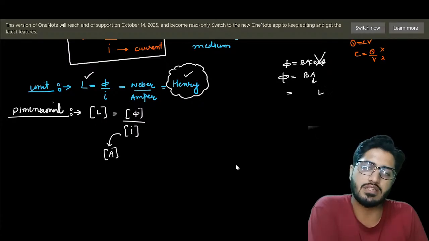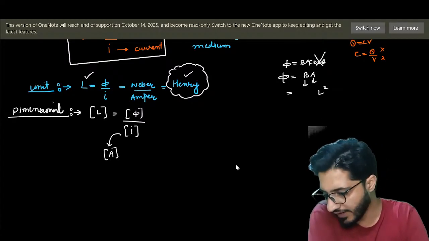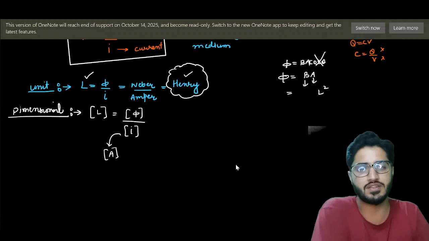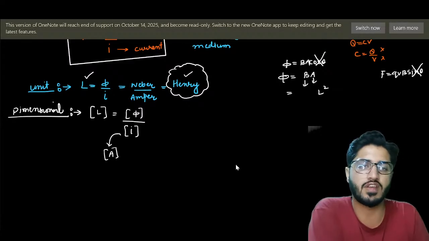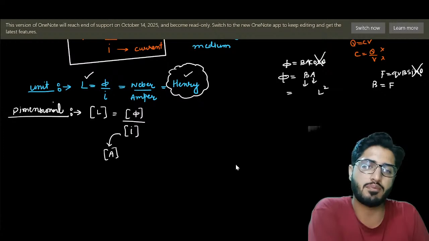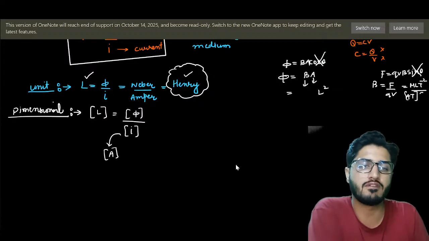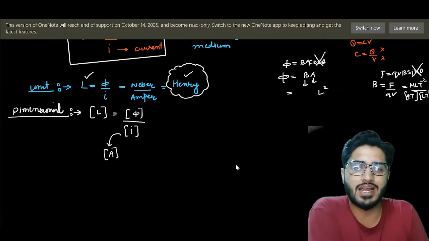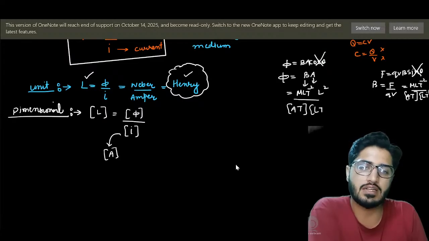A is area, area means L square. What about B? How to find the dimensional formula of B? We know force F equals QVB sine theta. Same, no dimensional formula for sine theta. So I can write B is F by QV. F is force, which is MLT minus 2. Q is charge, charge means AT, current into time. V is velocity, LT minus 1. So B equals MLT minus 2 divided by AT, divided by LT minus 1.